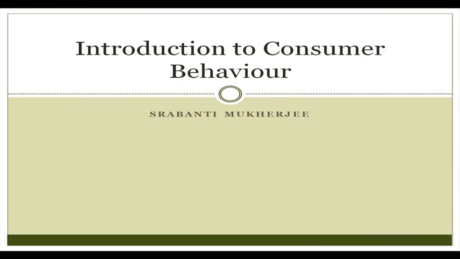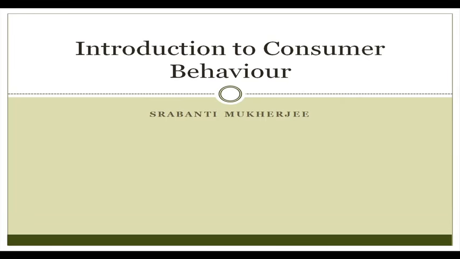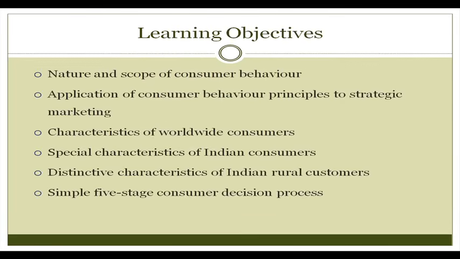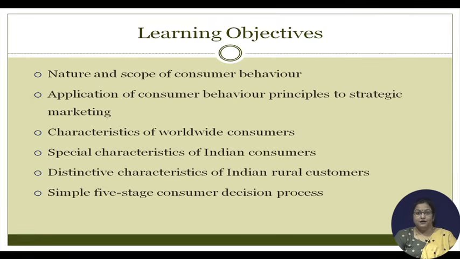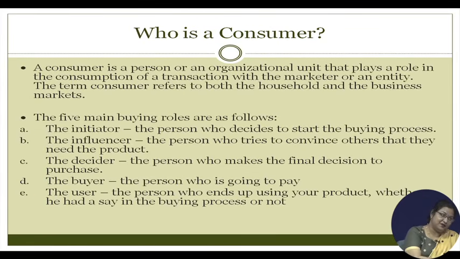So, today is the introductory module of consumer behavior, and therefore this module is known as Introduction to Consumer Behavior. And we have 6 specific learning objectives here. First, to understand the nature and scope of consumer behavior, what it means, and then the application of consumer behavior principles to strategic marketing, characteristics of worldwide customers, special characteristics of Indian consumers, distinctive characteristics of Indian rural customers, and a simple 5-stage decision making process.